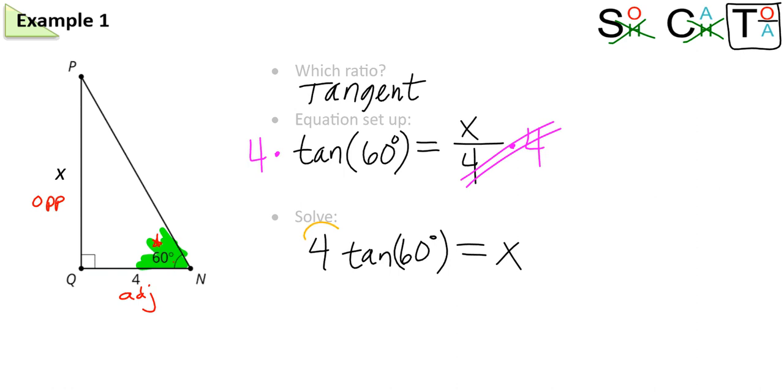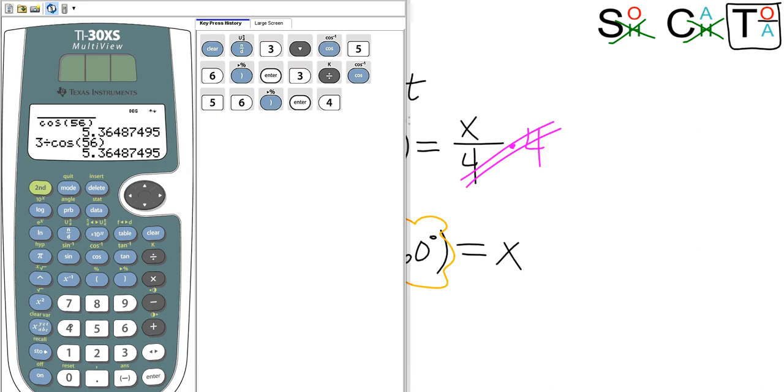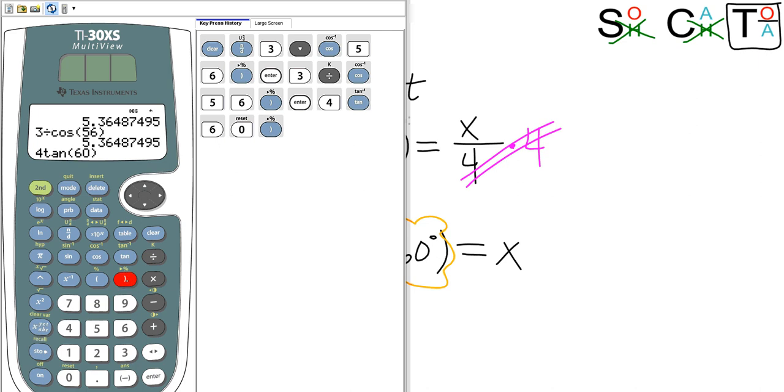So we can use our calculator to calculate that. It's 4 tangent 60. So we type in 4 tangent 60, and you can put a multiplication symbol between the 4 and the tangent if you want, but you don't have to. And when we crunch that, our calculator says that the length of that side is 4 root 3.